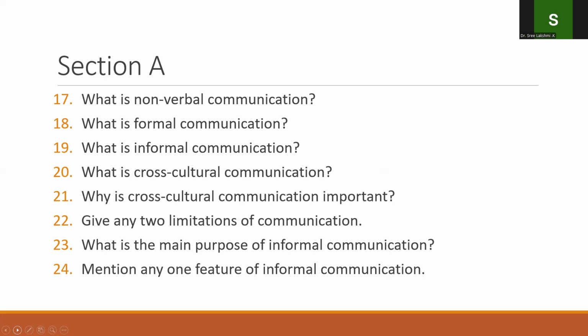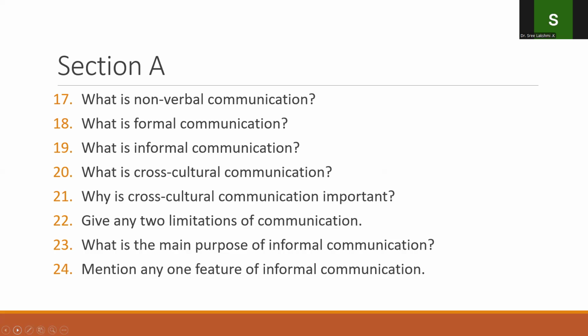Based on the formality, you can expect what is formal communication, write the meaning and with one or two examples. Similarly, what is casual or informal communication? You can expect questions relating to what is cross-cultural communication and why it is important.